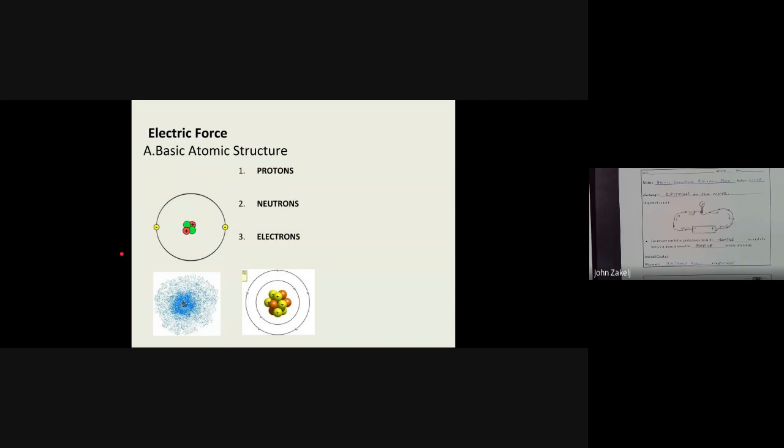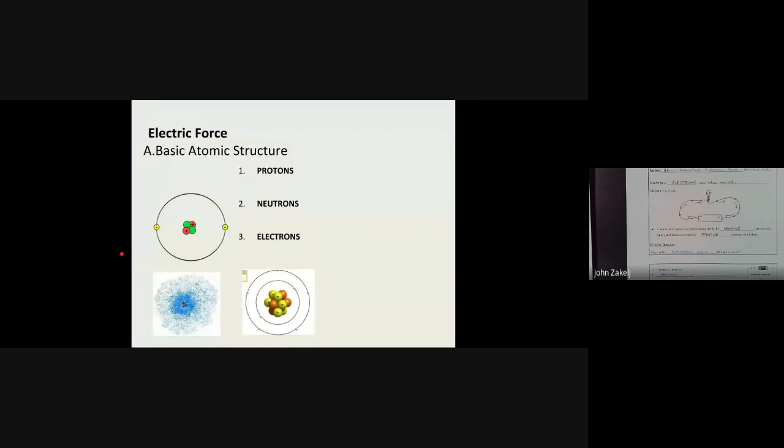The first thing you need to know is that atoms are made of three parts. They're called subatomic particles: protons, neutrons, and electrons. You could write these names down in the second box of your note sheet, numbers 1, 2, and 3. There's some things you need to know about each of these.